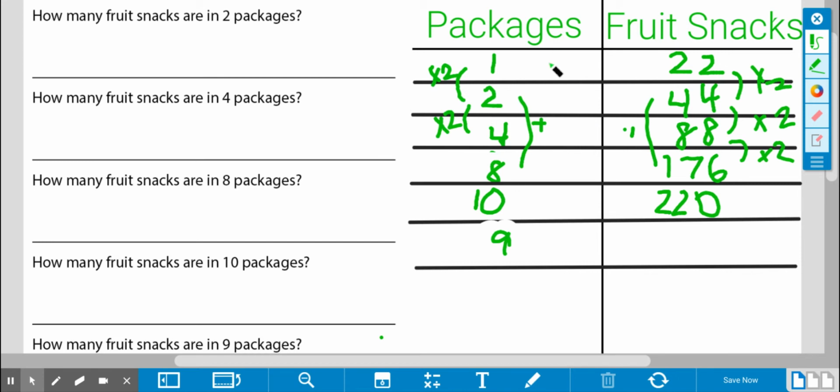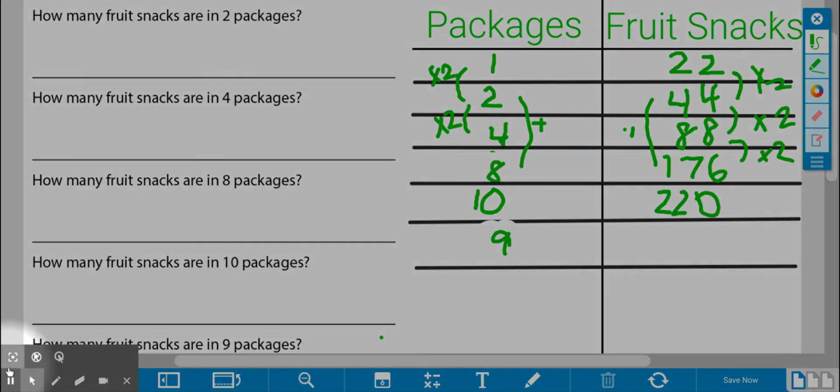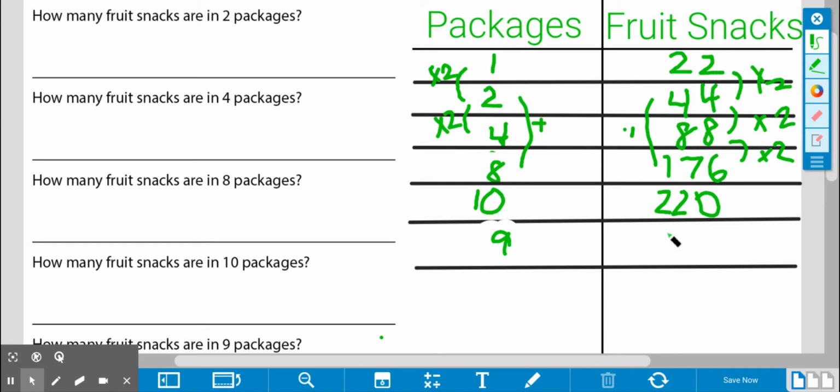I could also say, hey, I know how many are in 1 package. I know how many are in 8 packages. Well, 1 and 8 makes that 9 packages I'm looking for. So I can add my 22 and my 176. So a couple different ways that I could think about finding 9 packages. So I have a total of 198 fruit snacks. Yeah, 198.